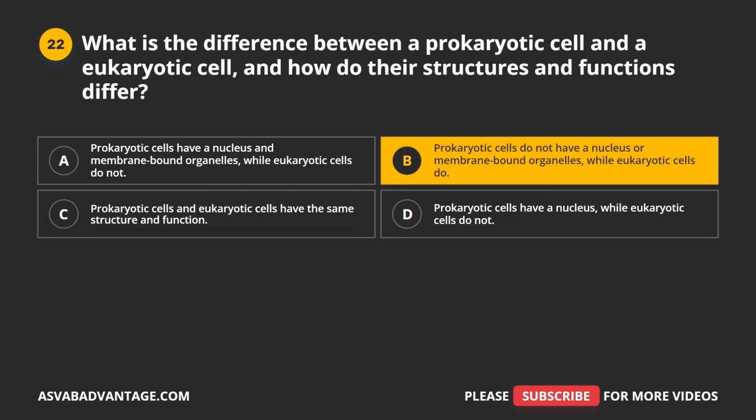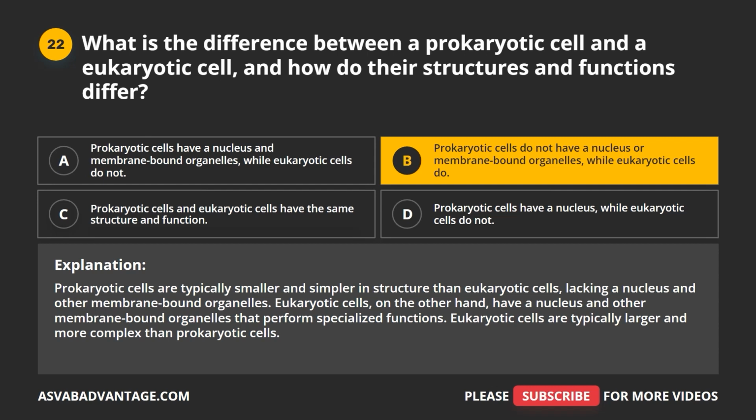Prokaryotic cells do not have a nucleus or membrane-bound organelles, while eukaryotic cells do. Prokaryotic cells are typically smaller and simpler in structure than eukaryotic cells, lacking a nucleus and other membrane-bound organelles. Eukaryotic cells, on the other hand, have a nucleus and other membrane-bound organelles that perform specialized functions. Eukaryotic cells are typically larger and more complex than prokaryotic cells.